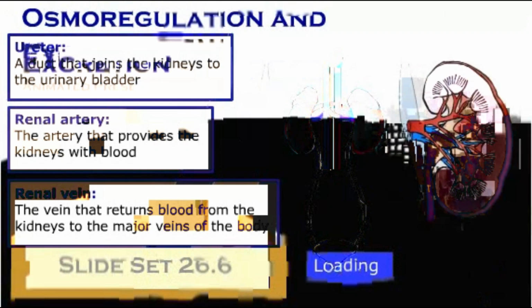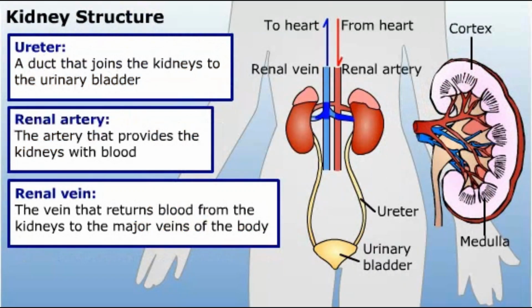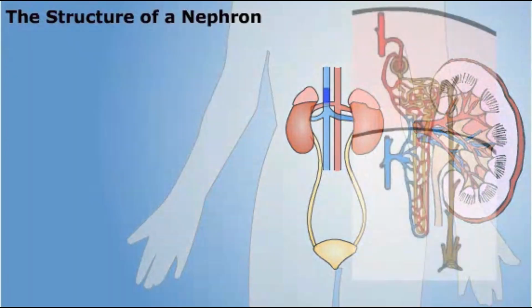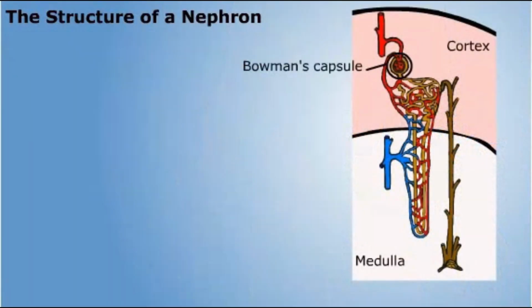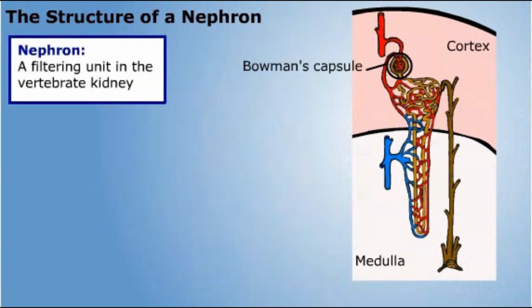Each kidney is separated into two regions, the cortex and the medulla. We'll learn more about these regions later in this activity. If we section a kidney and look in detail at its structure, we can see that it is made up of a large number of filtering units called nephrons.